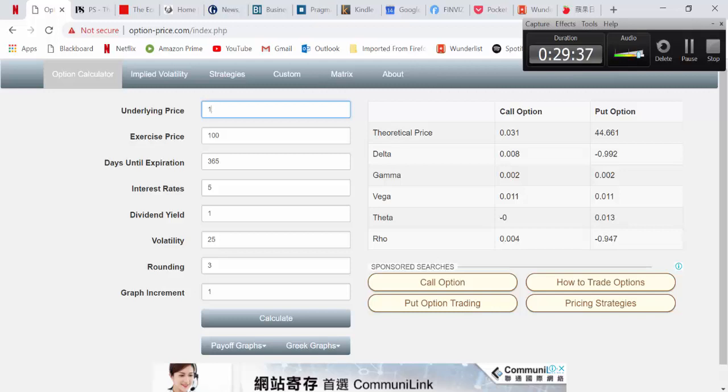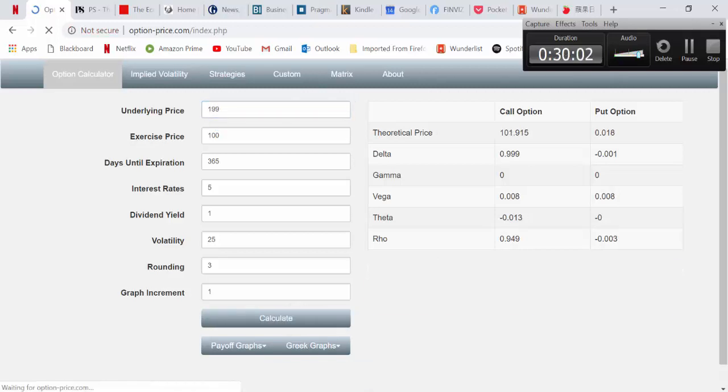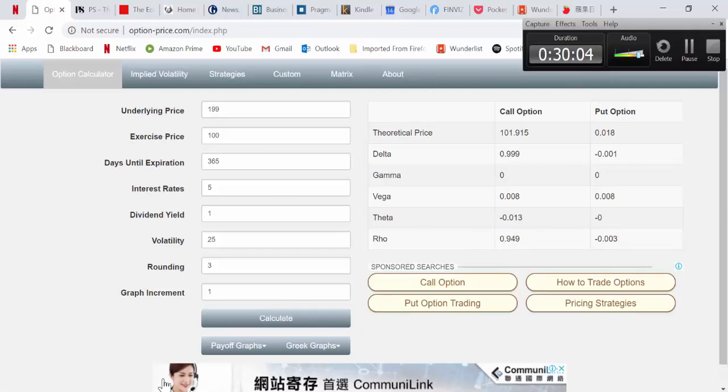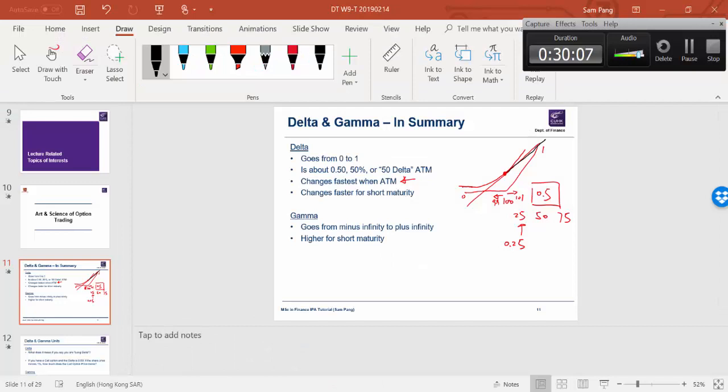In fact, if you have an option and it is 150 spot price, even that's not high enough, 200 then. You can see the delta is now very, very close to 1, okay? So the delta doesn't change when the price is changing. And that is my point to you. What am I trying to say? Delta doesn't change a lot, except when it's near the money.